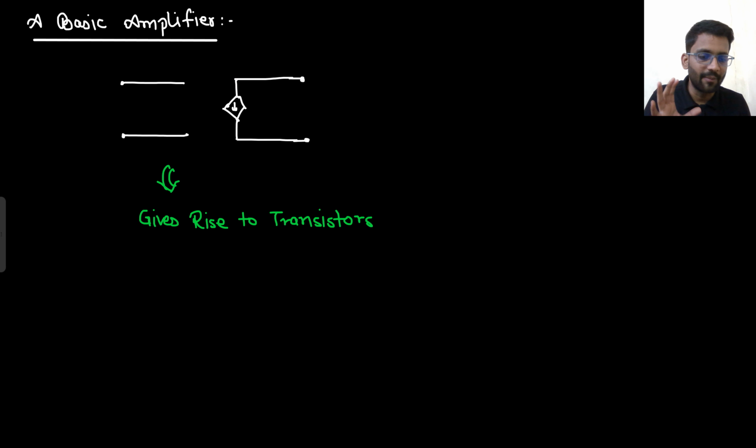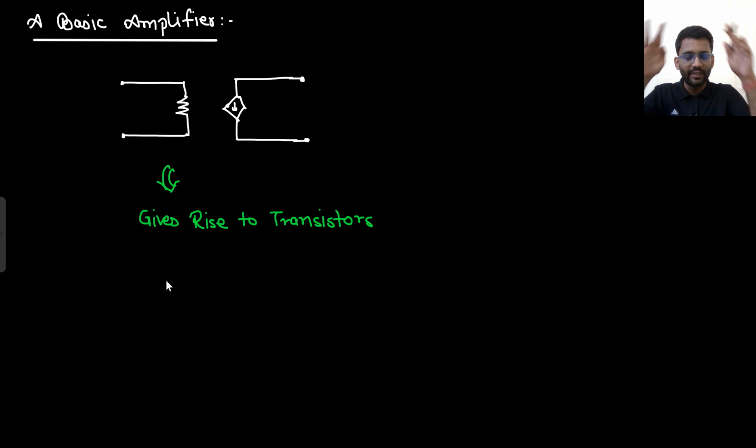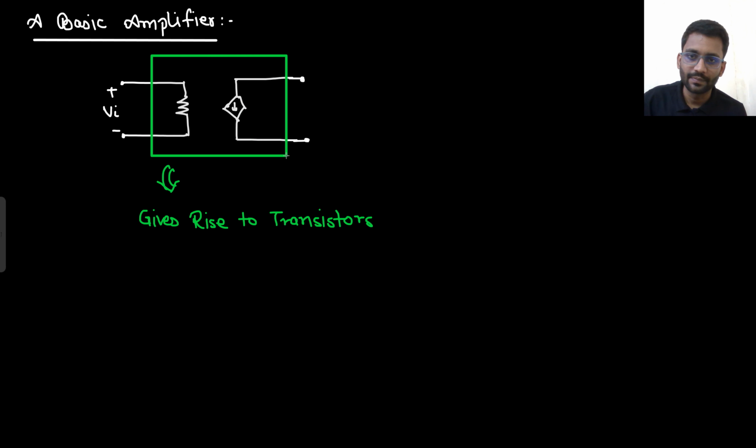So what is a basic amplifier? In a basic amplifier, what do we do? It can have some input resistance. The amplifier is a black box, just assume it is a box. You give an input to this black box. The amplifier can have some output resistance R0 as well. So you give some input.